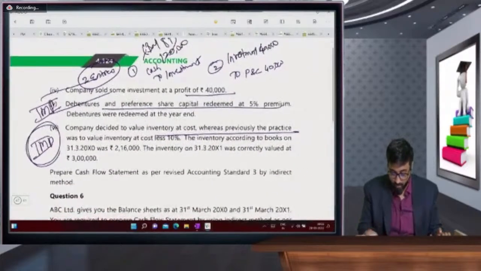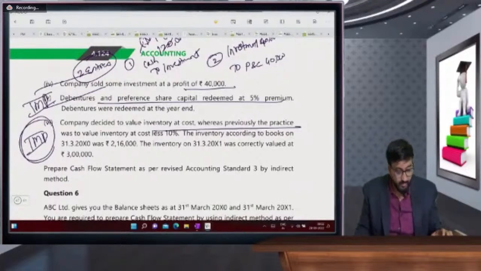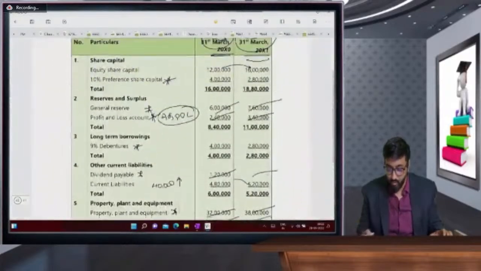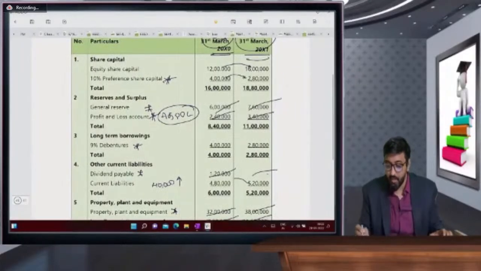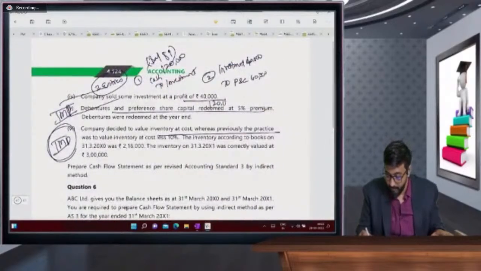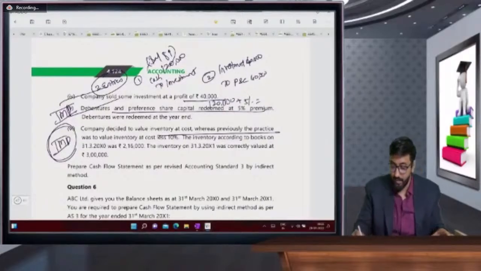Now this is very important. Debentures are redeemed at a premium of 5%. See beta, very simple. How to calculate? 4 lakh ka 280 means 1,20,000. 1,20,000 into 5%, plus 5%. So how much do you redeem? 1,26,000.